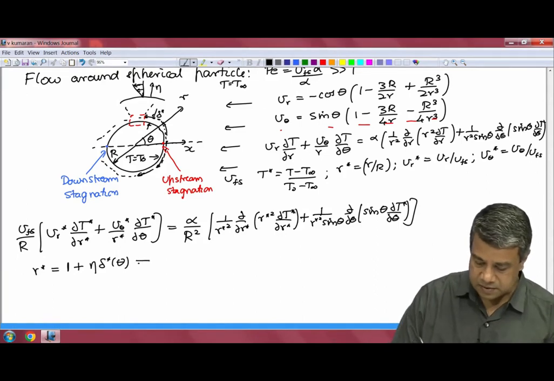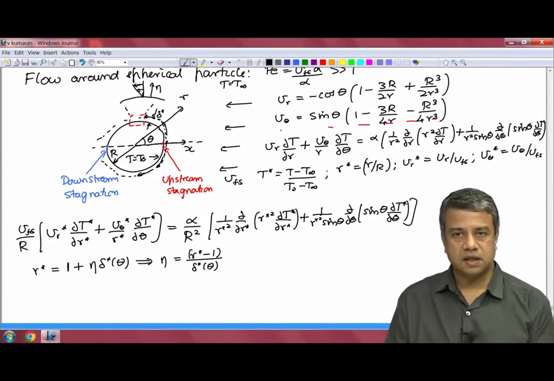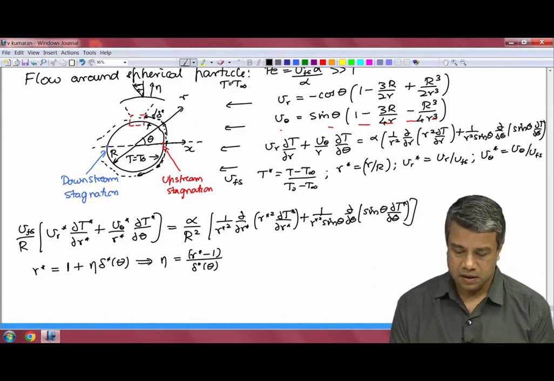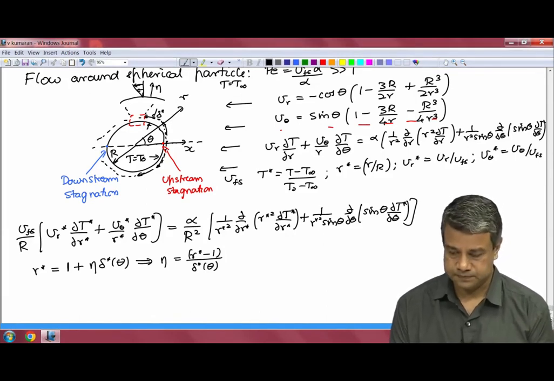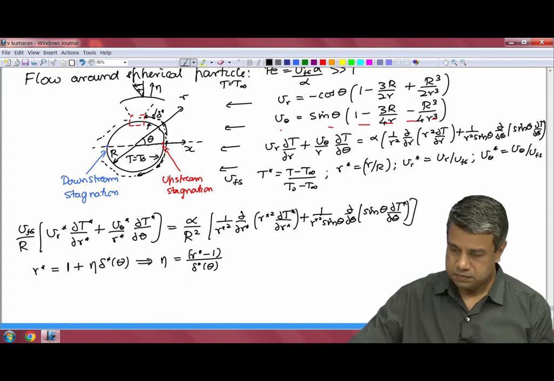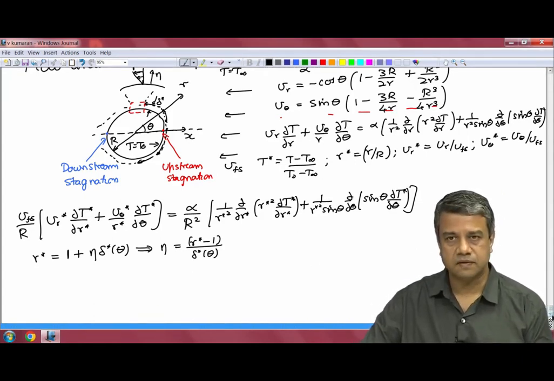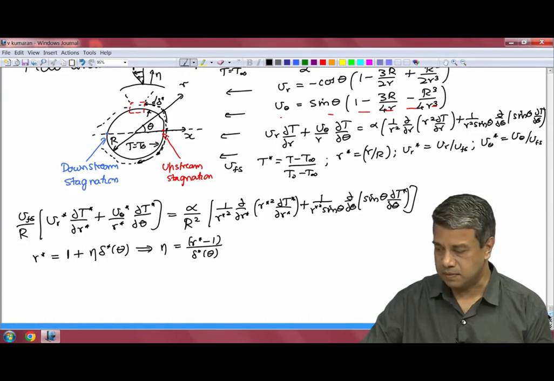Therefore, this is basically a definition of eta as the scaled distance from the surface divided by delta of theta. The scaled distance from the surface divided by the boundary layer thickness is the similarity variable eta. And we will express all quantities in terms of the similarity variable eta. So, first thing, we can reduce the complexity of the velocities by expressing them in terms of eta.